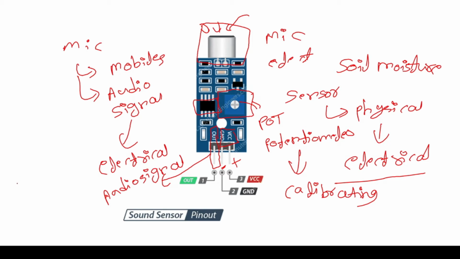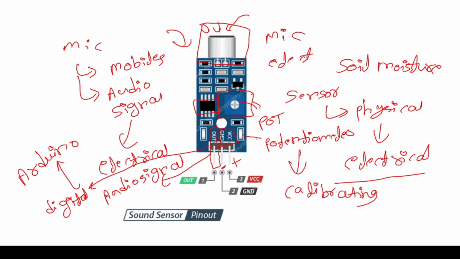In our tutorial we are using the Arduino, so this output pin will be connected to our Arduino board. This output pin is a digital pin. Whatever sound signal the sensor receives is converted to a digital signal, and that digital signal is collected with the help of the output pin.